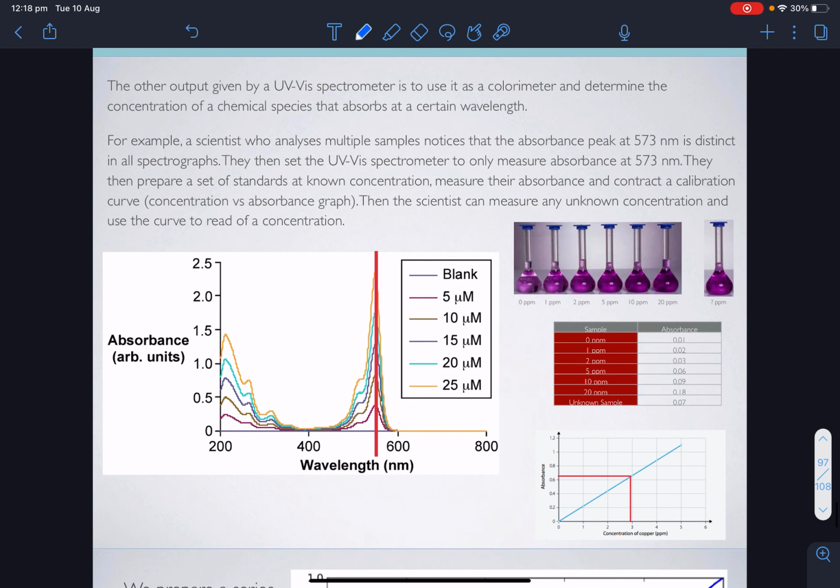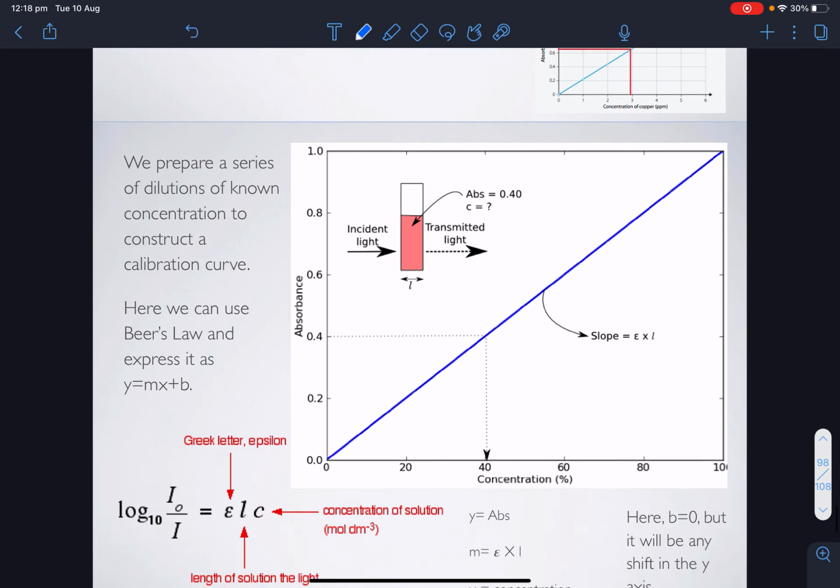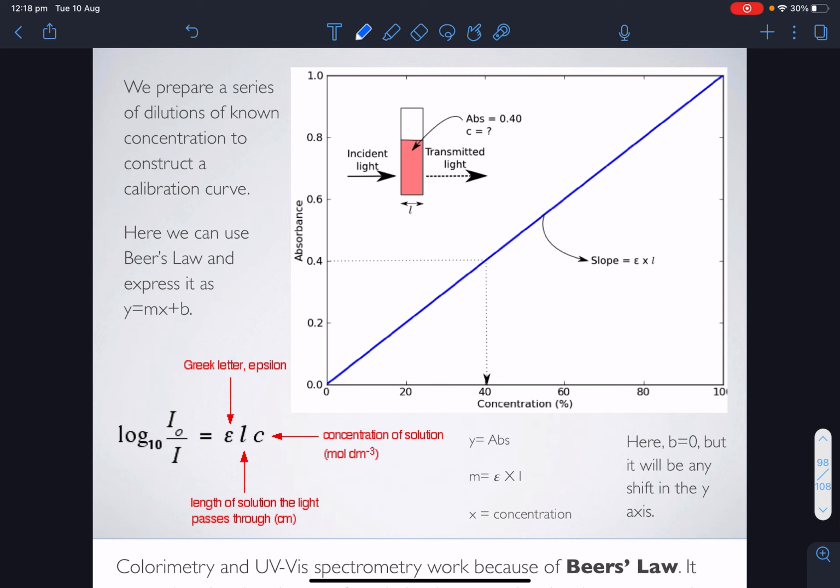Okay, so the other output given by the spectrometer is the colorimeter, and look, I've taken that peak and shown that it's proportional. Okay, so you form a calibration curve and you read it off from there. Oh, here's a little bit more detail on a calibration curve, and the formula for absorbance. So down here, absorbance equals log to base 10 of the original light over the final light, okay.